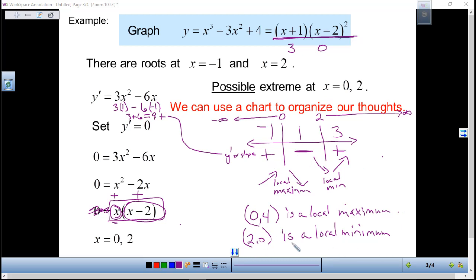And you could do something similar with local minimum. (2, 0) is a local minimum since y prime equals 0 at x equals 2 and y prime changes from a negative to a positive at that point. That would be enough also. You have to back it up. This chart is not enough information. You've got to tell them what the chart actually tells you.